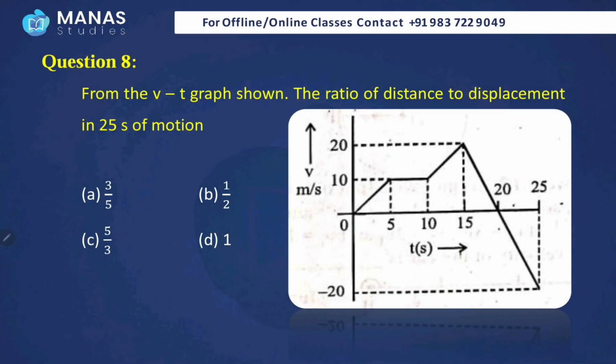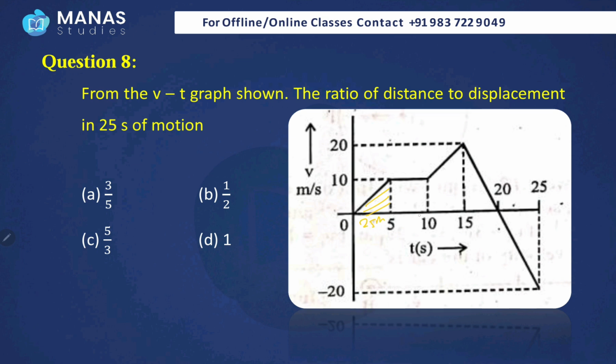From the v-t graph shown, find the ratio of distance to displacement in 25 seconds. So what is the displacement and what is the distance? The graph is a velocity time graph. From the velocity time graph, we will calculate the distance. What is the distance in the first part? It is half into base into height. So in the first part, half into 5 into 10, 50 by 2 is 25 meters.